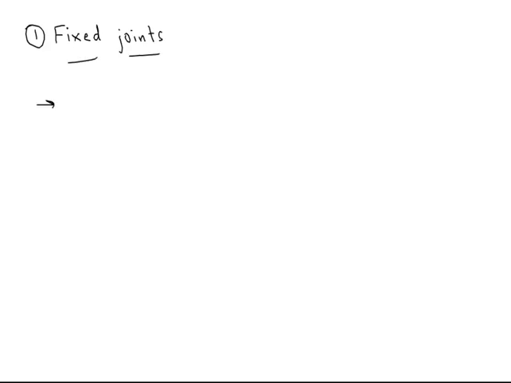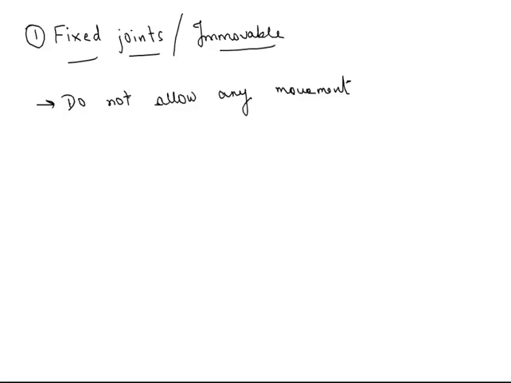Yes, fixed joints do not allow any movement, and that is why they are termed in this way. Fixed joints, or immovable joints, mean they do not move at all.